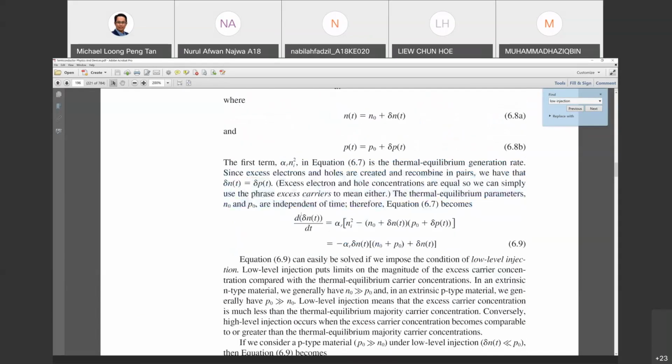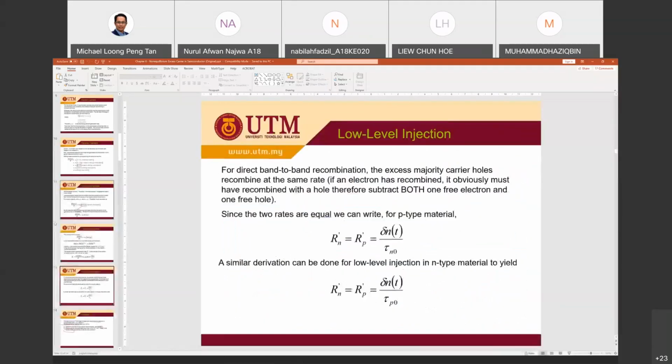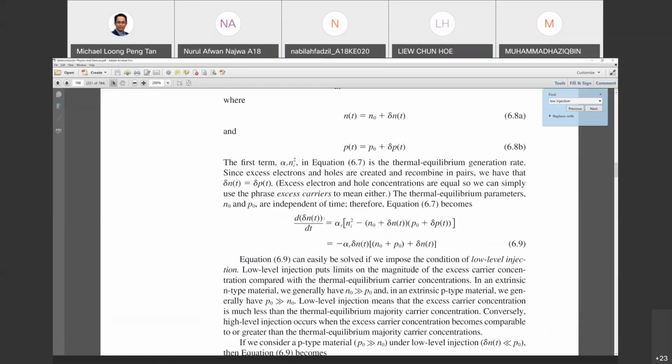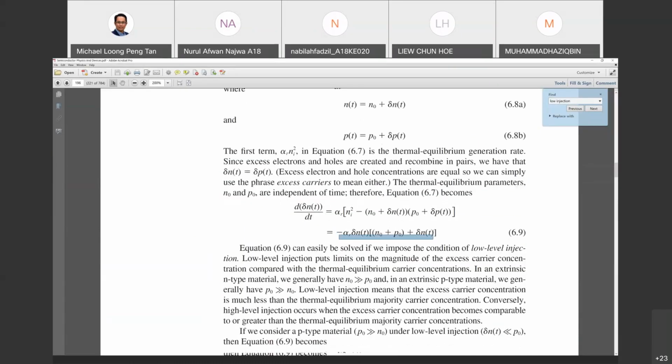Then over here, this one, 6.9, from here they directly jump to this part here. And I prepared the slide over here to explain how they got from the top to the bottom. How did they solve this? Because in Neamen's book, they just say, oh, here, jump. Then you say that if you impose the condition of low level injection, so low level injection puts a limit on the magnitude of excess carrier concentration compared with thermal equilibrium, which means that the excess carrier concentration is extremely small compared to n0 and p0.